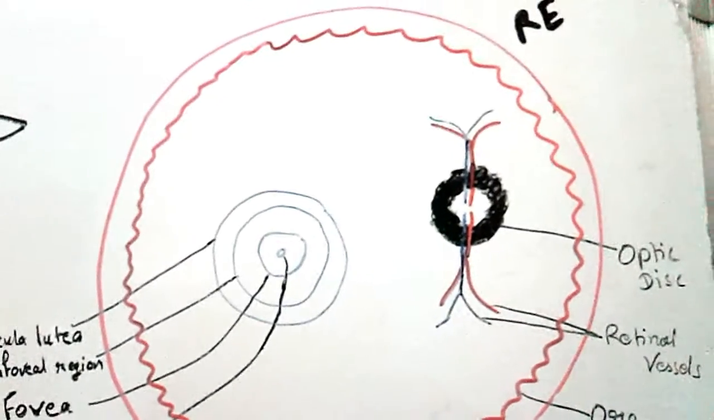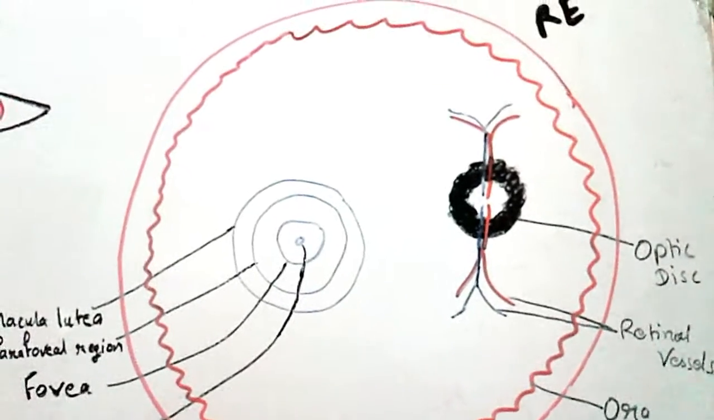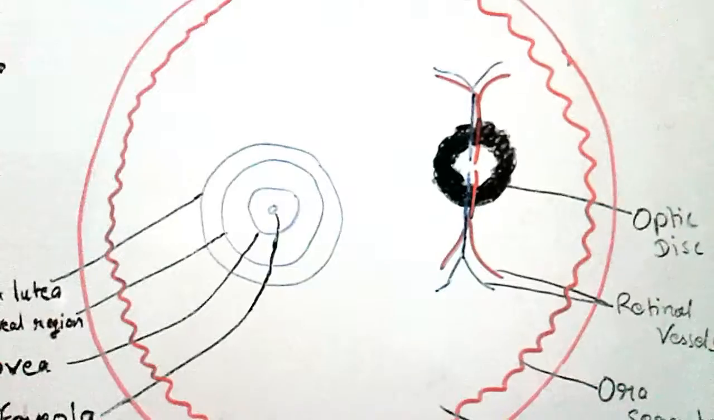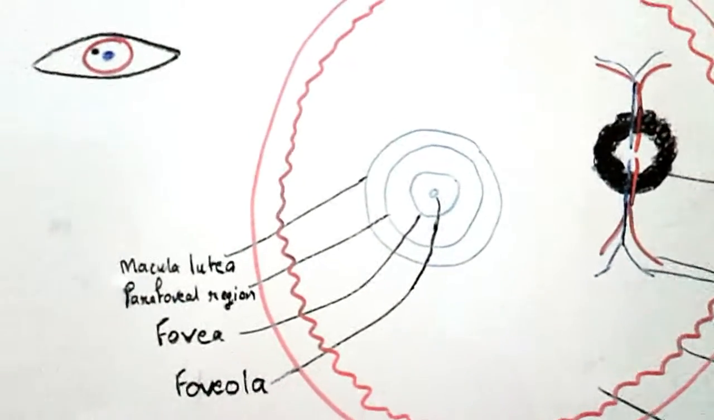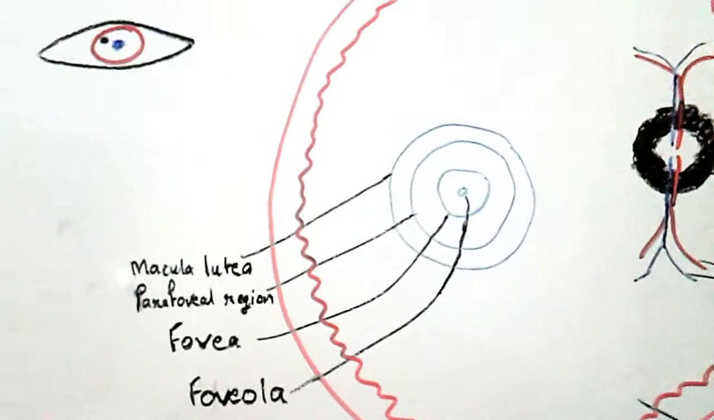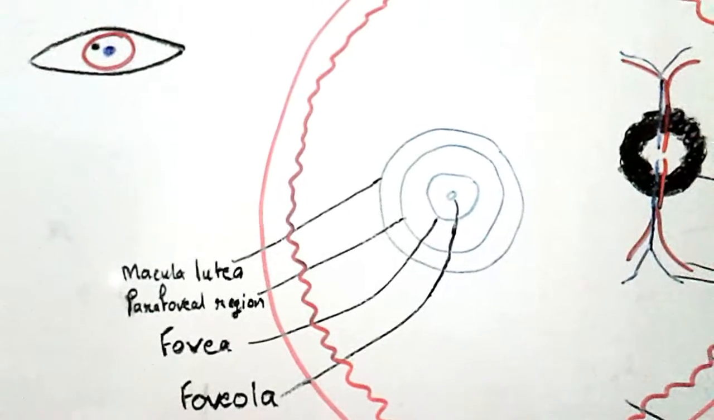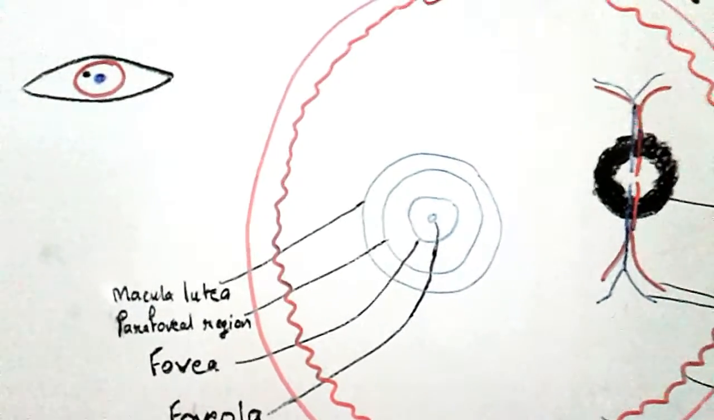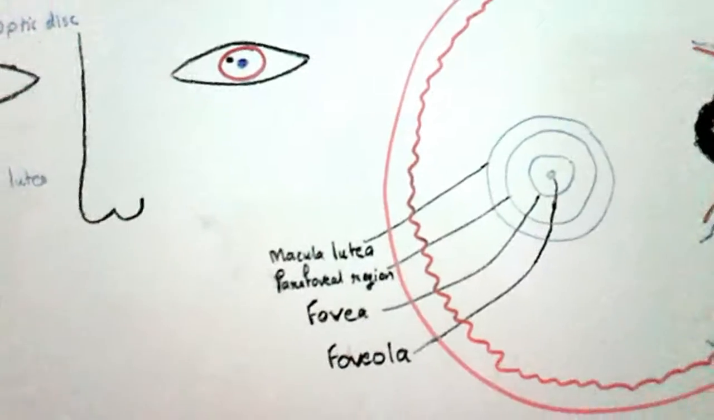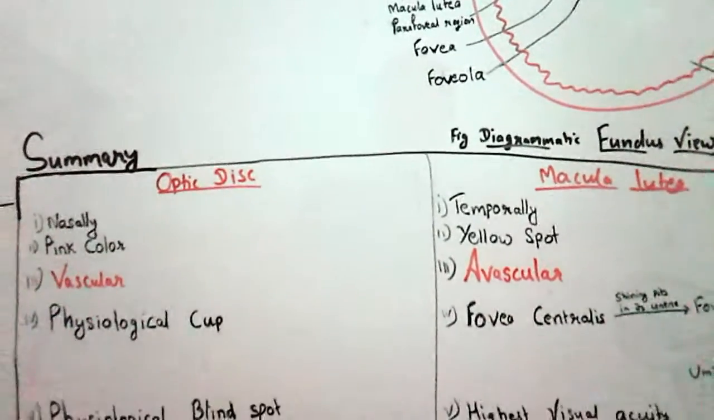The optic disc is also referred to as the physiological blind spot because there is absence of photoreceptors, that is, there are no rods and cones, whereas in the fovea centralis there is the highest concentration of cones, so it has the highest visual acuity and has the lowest threshold for light. It is also the most sensitive part of the retina. So this is the summary of the optic disc and macula lutea.